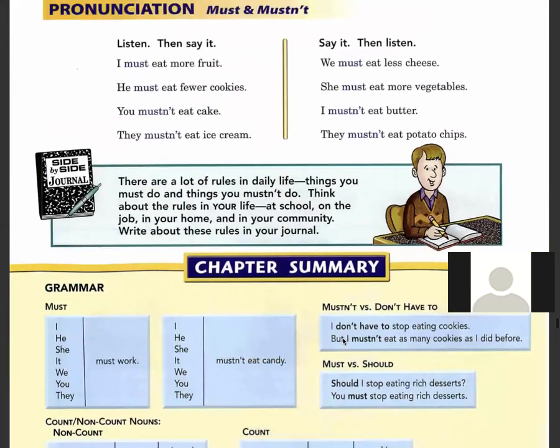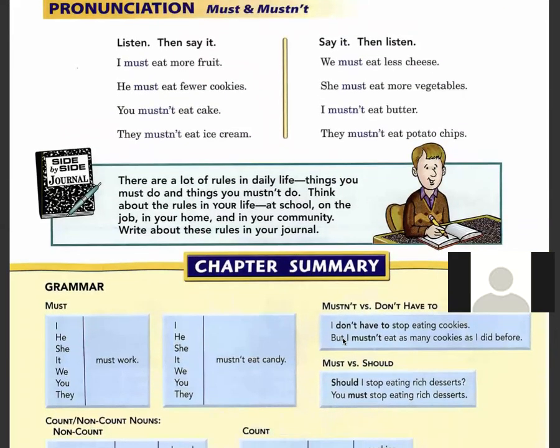And the last page, here we go. Listen, then say, so please repeat it after me. I must eat more fruit. He must eat fewer cookies. You mustn't eat cake. They mustn't eat ice cream. We must eat less cheese.